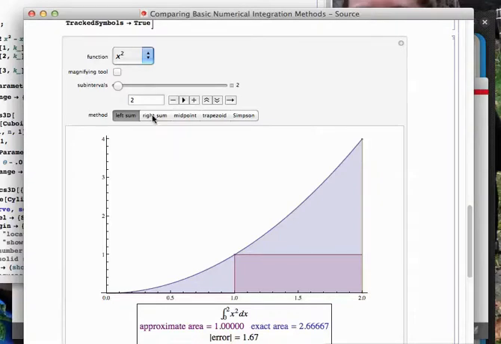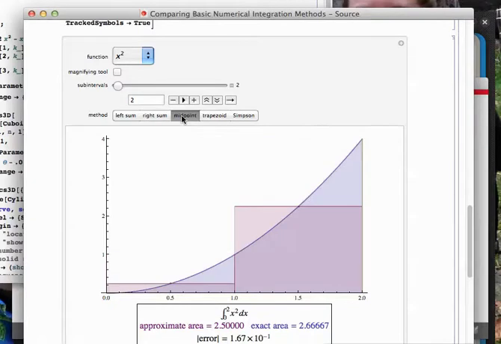I could use the right sum. That means I'm evaluating the height of any given rectangle by using the right side of my rectangle. So f of 1 is 1. 1 times 1 is 1 for my little rectangle. And then the right side, 2, goes all the way up to 4. 2 squared is 4. So the area of this is 4. This gives me 1, this gives me 4. So my approximate area is 5 compared to 2.6. Way too big.